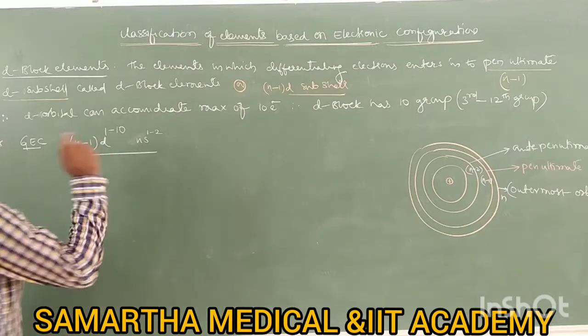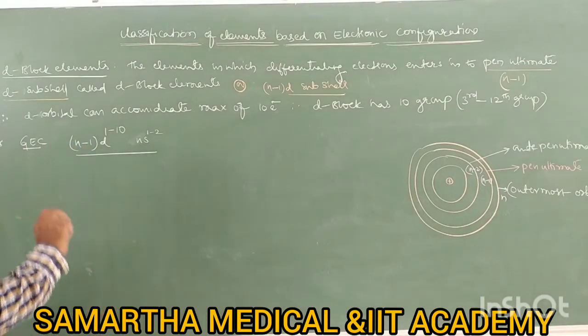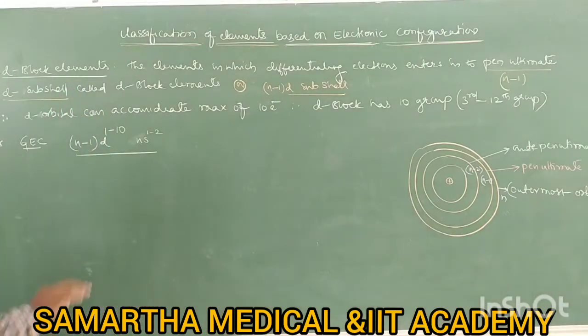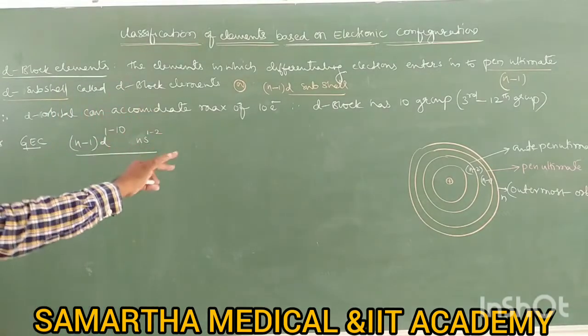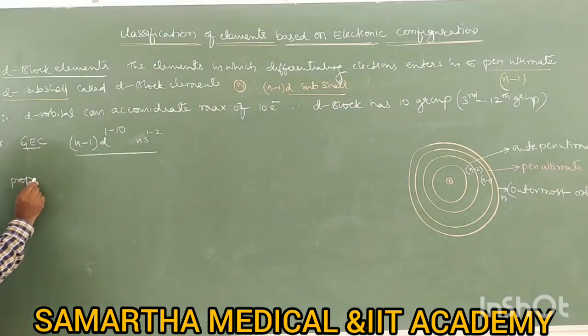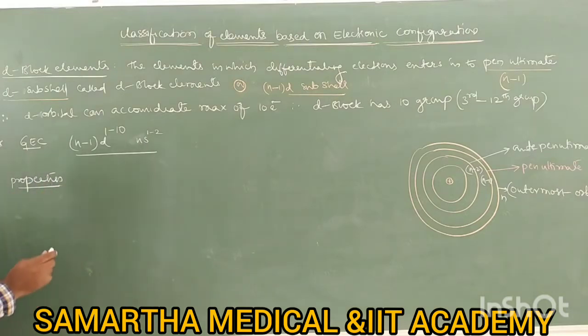Okay, then now we know that there are total 10 groups. We'll study all 10 groups later, but before that, let's see what are the general properties of d block elements, or characteristics of d block elements. What are the important characteristics of d block elements?